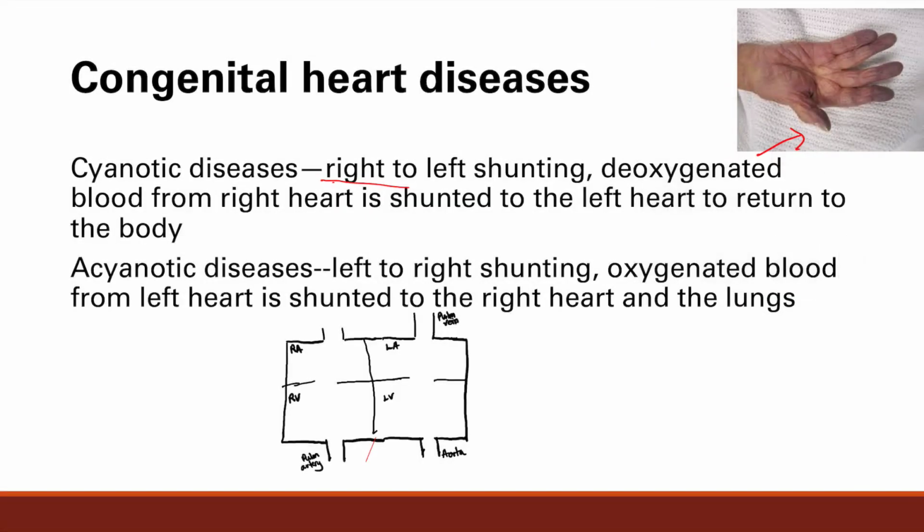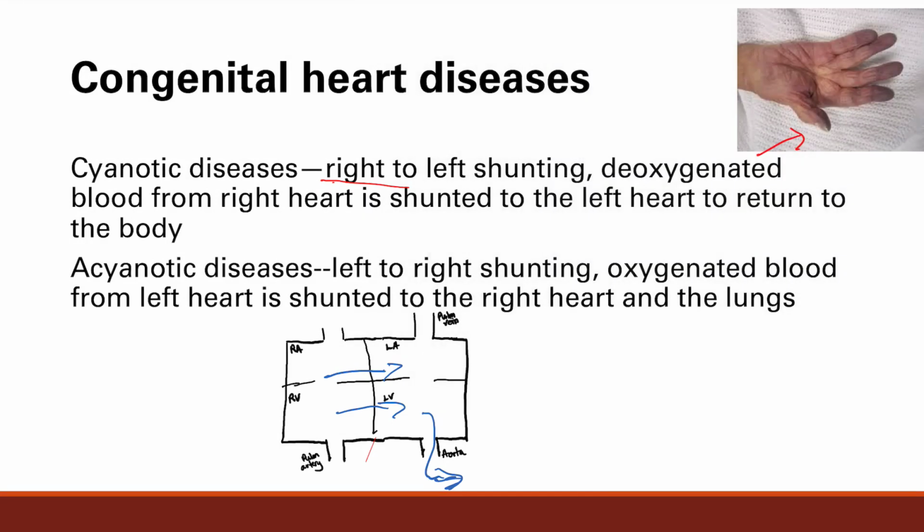So it's a right to left shunt. The right side of the heart goes this way for some reason, and then it goes into your systemic circulation, into your body. So your body is getting this deoxygenated blood. And as you know from looking at your veins, deoxygenated blood looks kind of bluish through the skin. So that's a cyanotic heart disease.